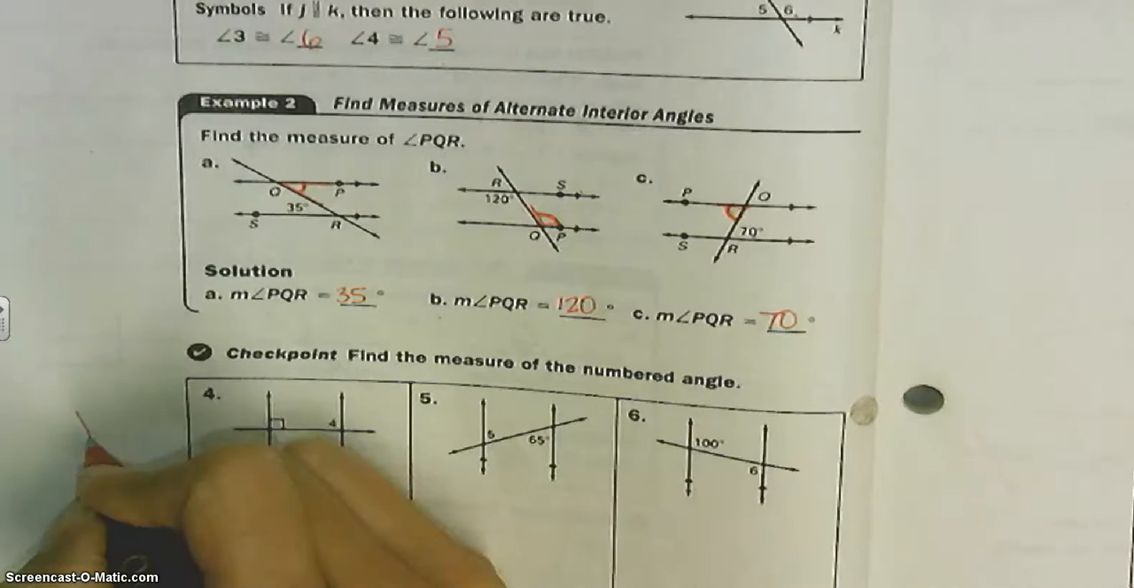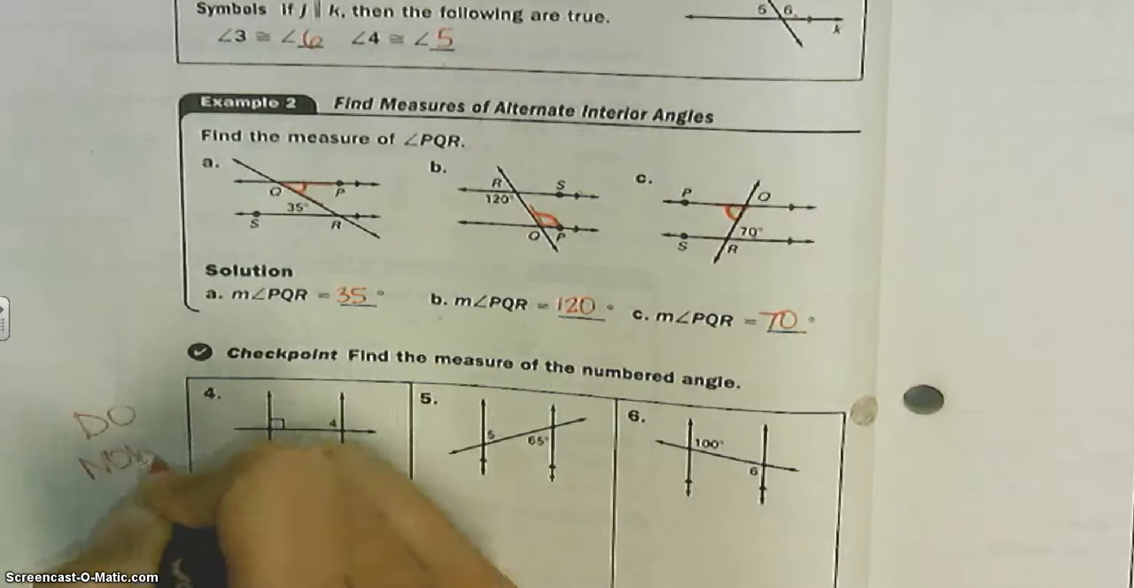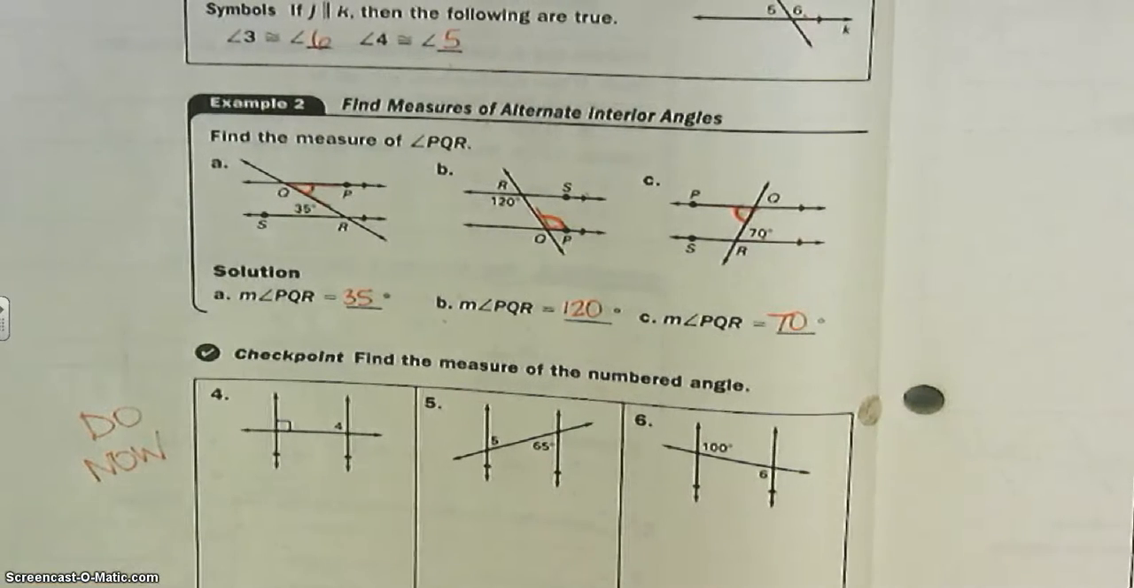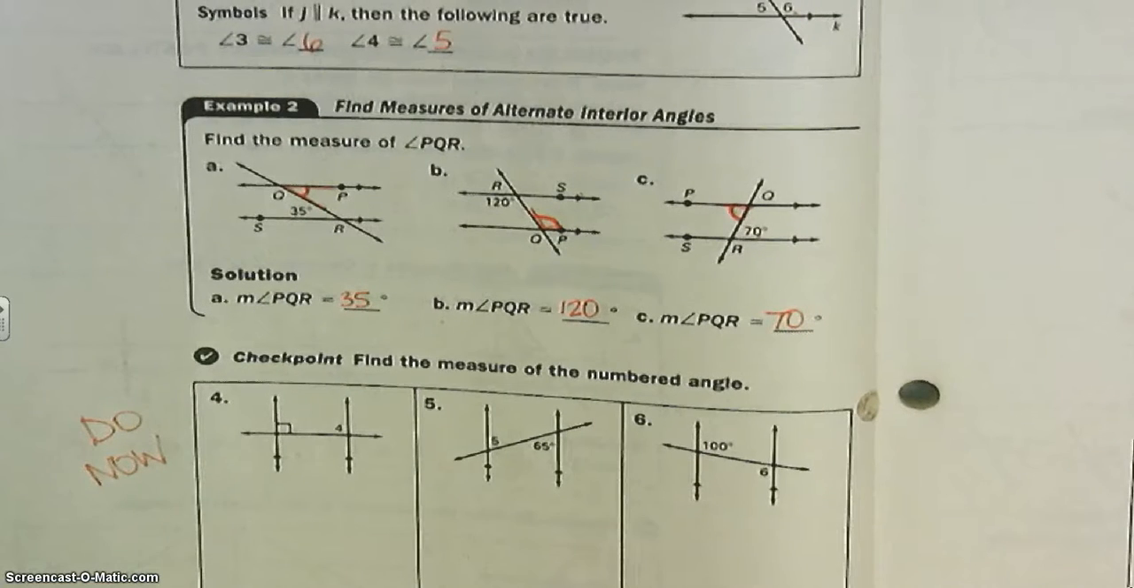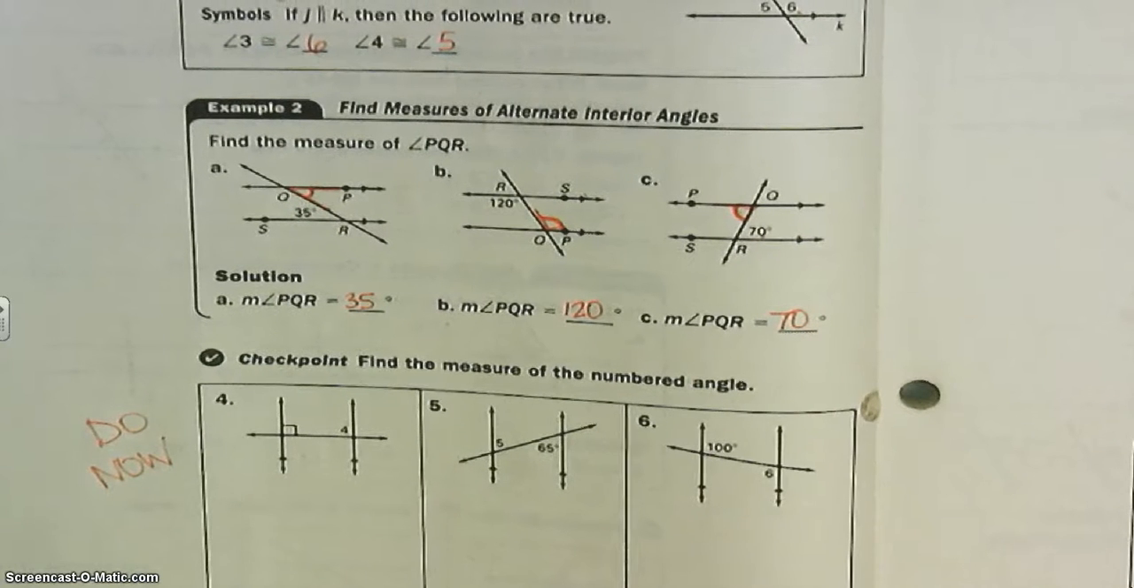All right, now it's your turn to practice your alternate interior angles. Notice the lines are marked parallel in each section.